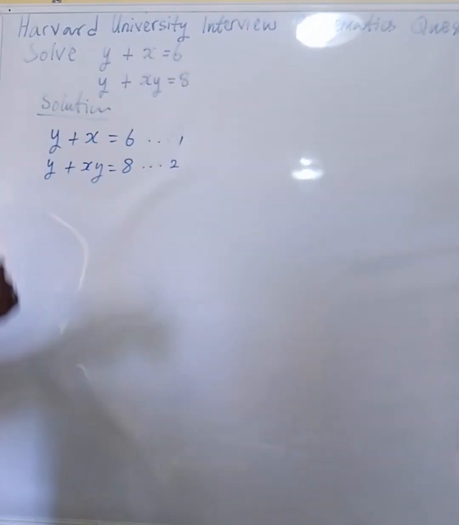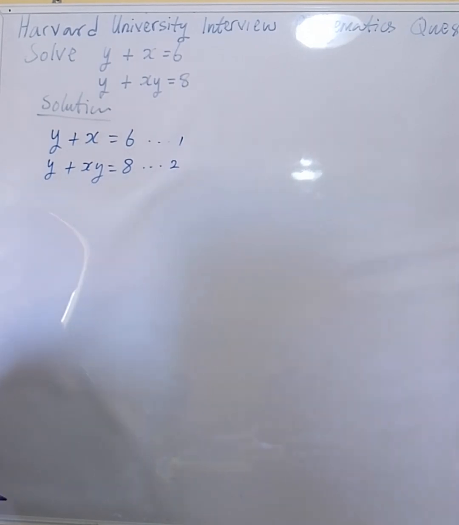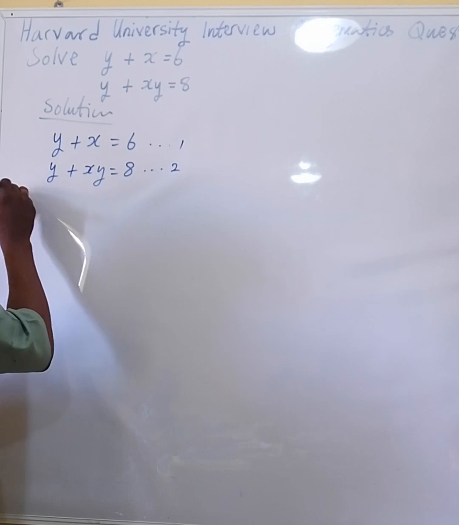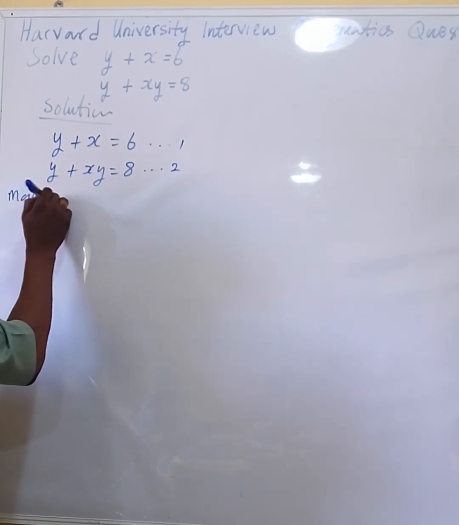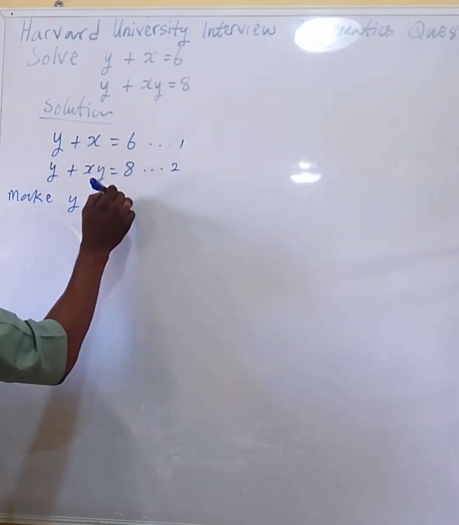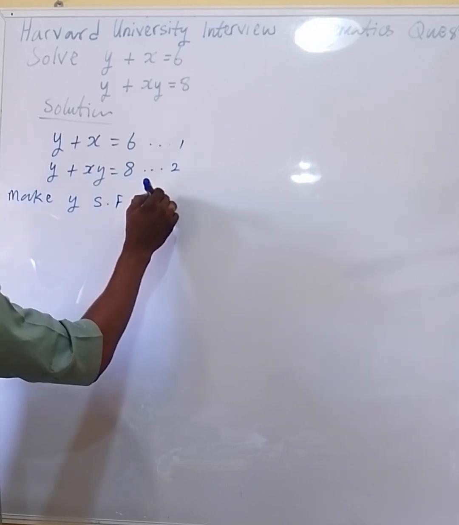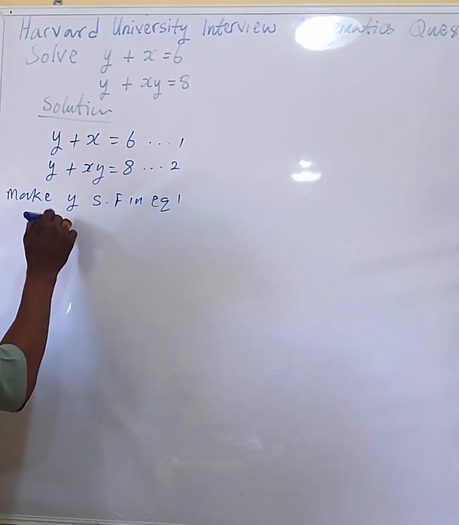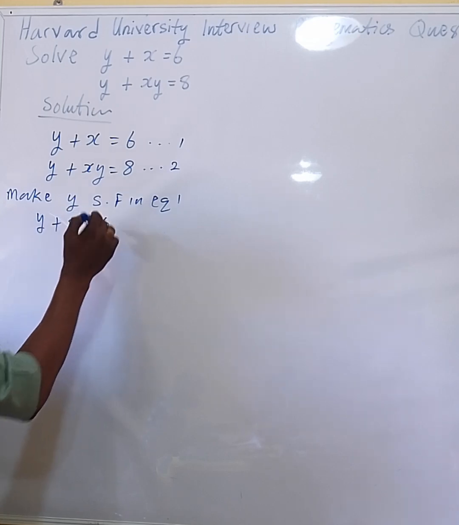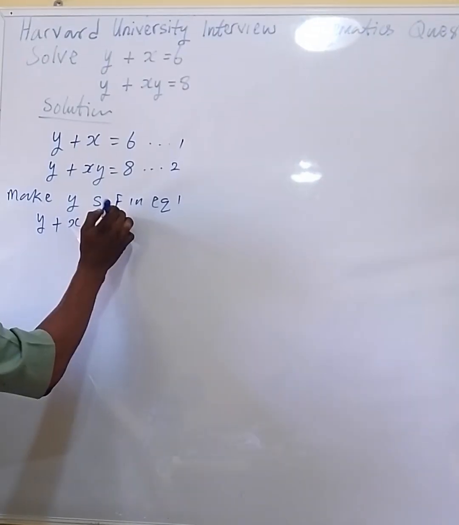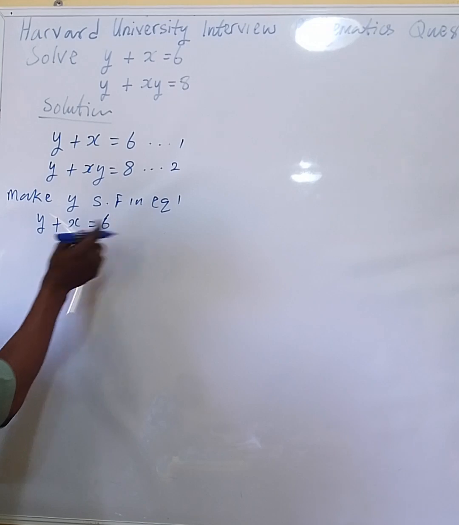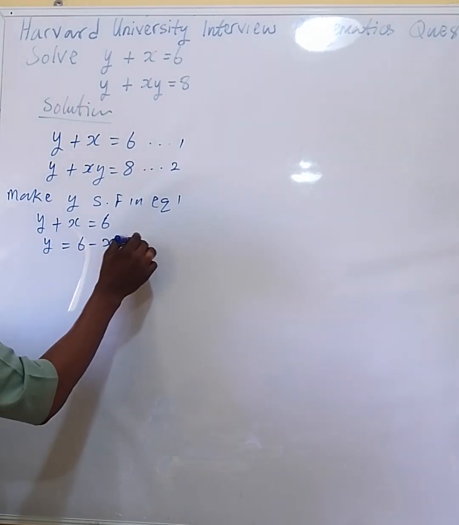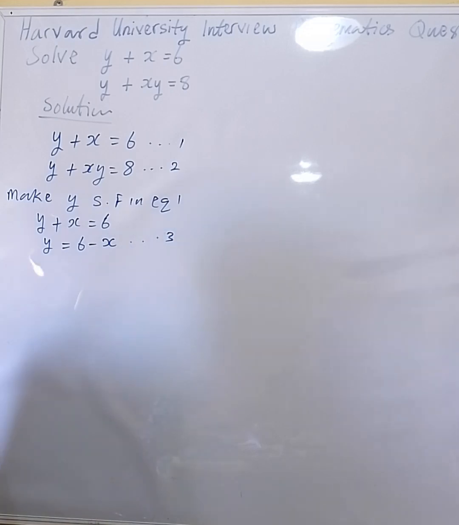Now as you have it like this, the next thing we are going to do is to make one letter the subject of the formula in equation 1 to substitute it back into equation 2. So we make y the subject of the formula in equation 1. Equation 1 says y plus x equals 6. In that case, we take x to the other side. So we have y equals 6 minus x. And that will serve as equation 3.